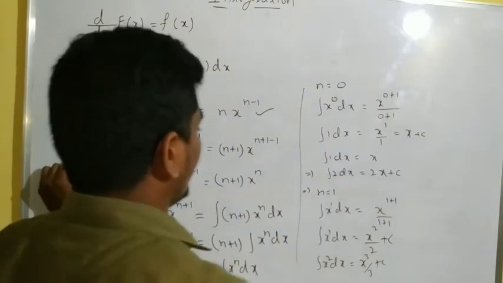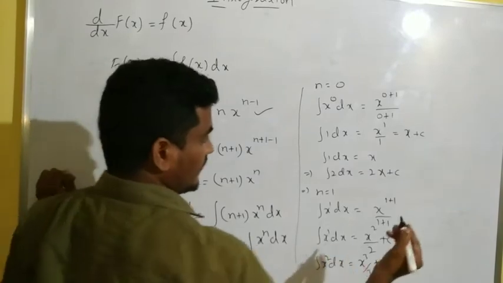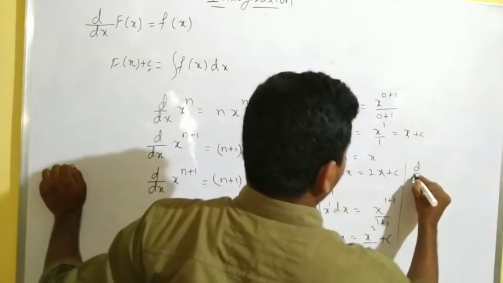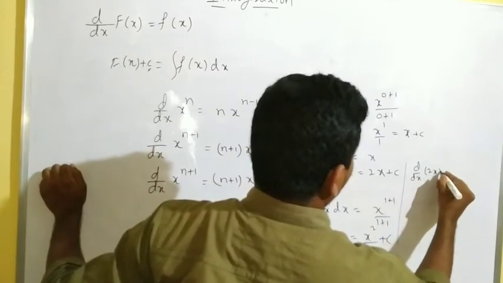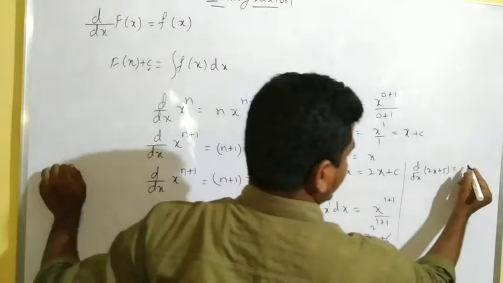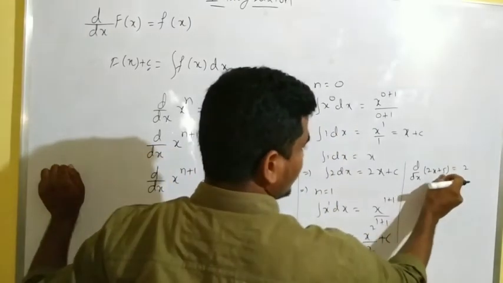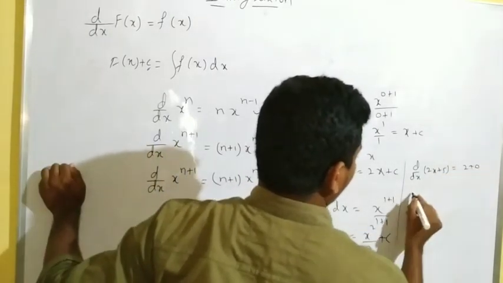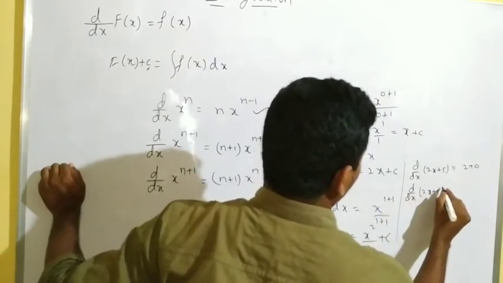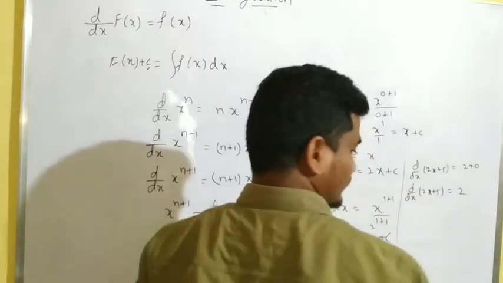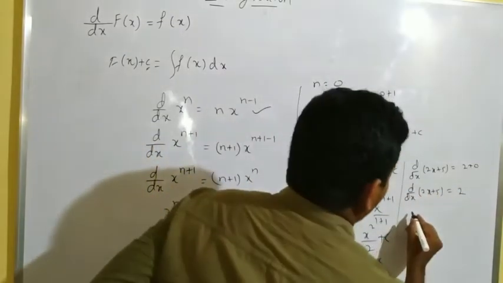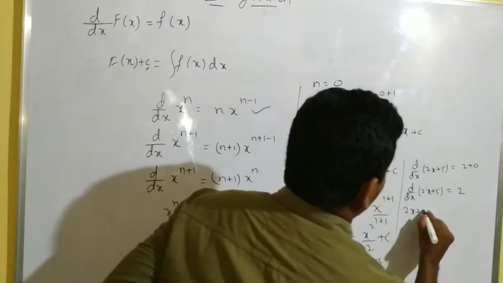Let me take one function here: d by dx of 2x plus 5 equals 2, since the differentiation of 2x is 2 and the differentiation of 5 is 0. So finally, d by dx of 2x plus 5 equals 2. When you send d by dx to the right side, the left side is 2x plus 5.